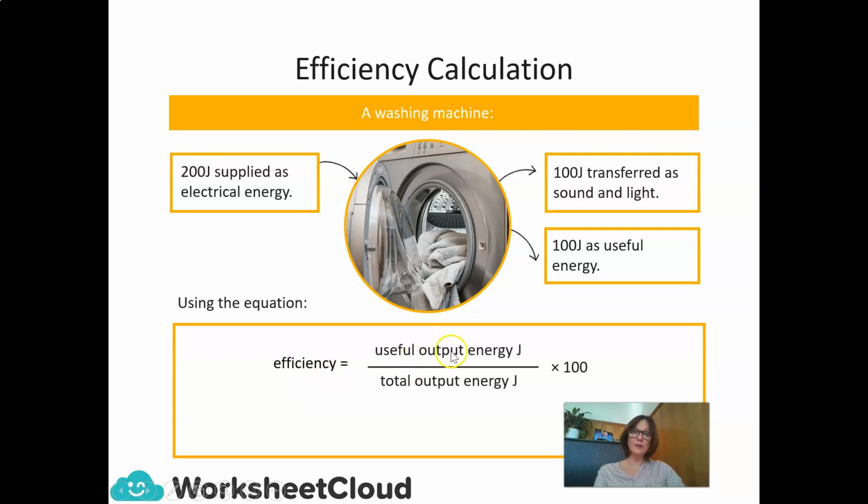So let's take the equation. Efficiency equals useful output energy. So what is the useful output energy? Okay, divided by the total output energy times 100. Okay, so the useful output energy that we used was only 100 joules, but the total energy we used was 200 joules. So let's do our equation. The efficiency would be 100, the useful energy, divided by 200, which was our total output that we put in, times 100 is 50%. So our washing machine is only 50% efficient in doing its job of washing our clothing.